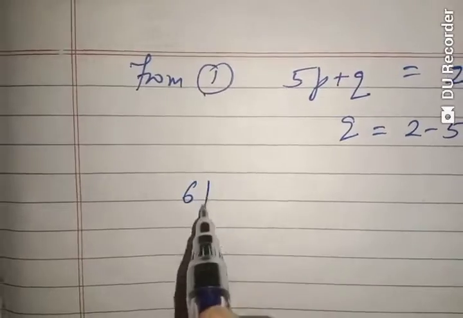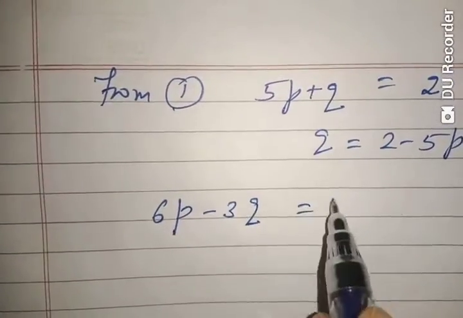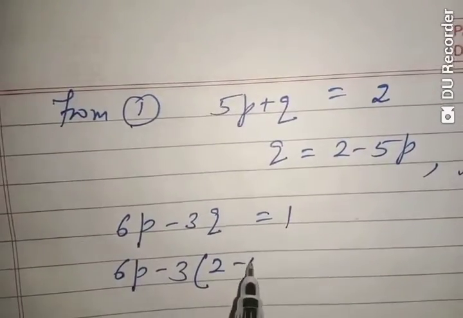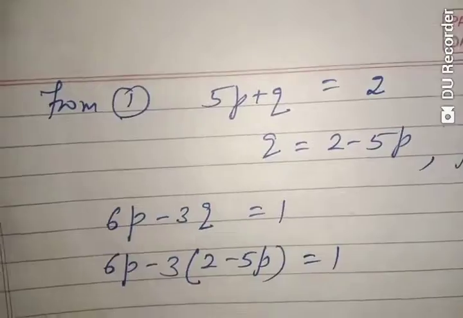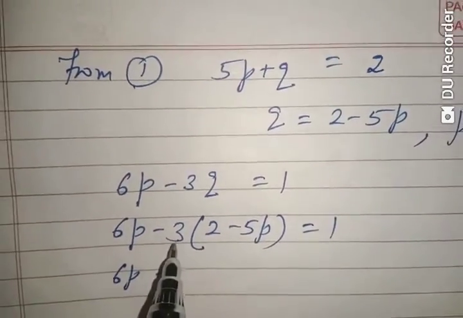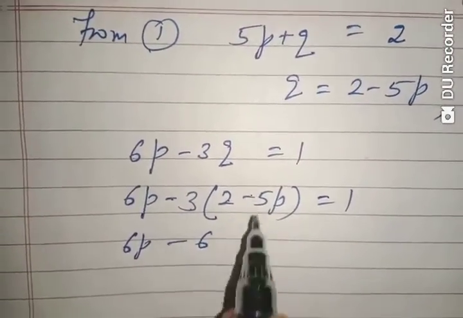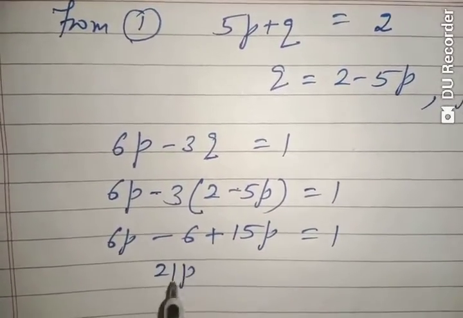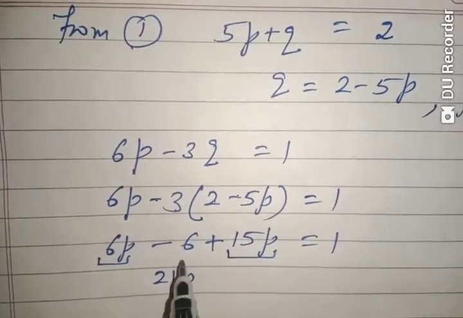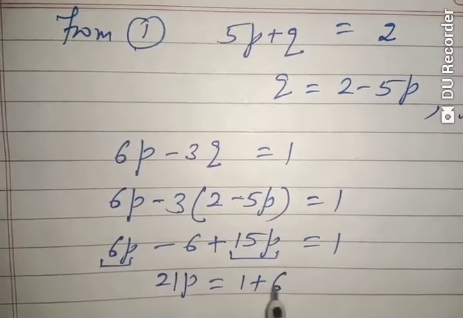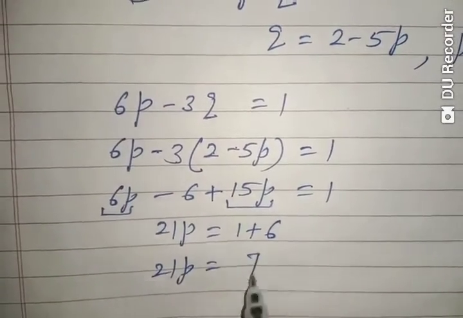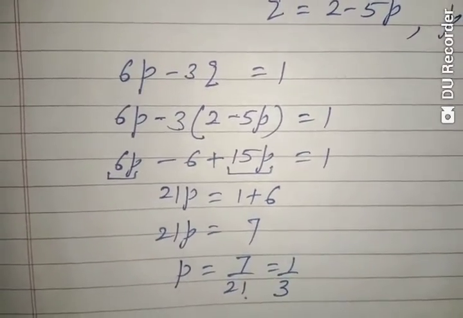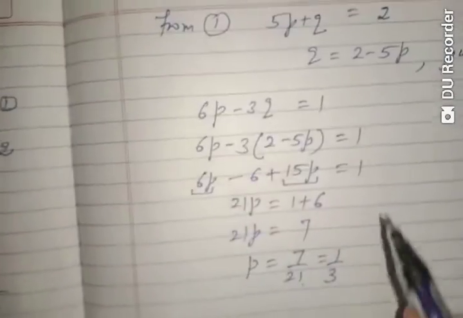The second equation was 6p minus 3q is equal to 1. So it's 6p minus 3, the value of q is 2 minus 5p, which is equal to 1. 6p, now open the bracket, minus 3 into 2 is minus 6, and this is minus times minus, plus 15p, is equal to 1. So 21p, these are the like terms, 6p and 15p. Shift this 6 to the other side, so we'll get 21p is equal to 7 and p is equal to 7 over 21, which is equal to 1 by 3. So we have got the value of p.